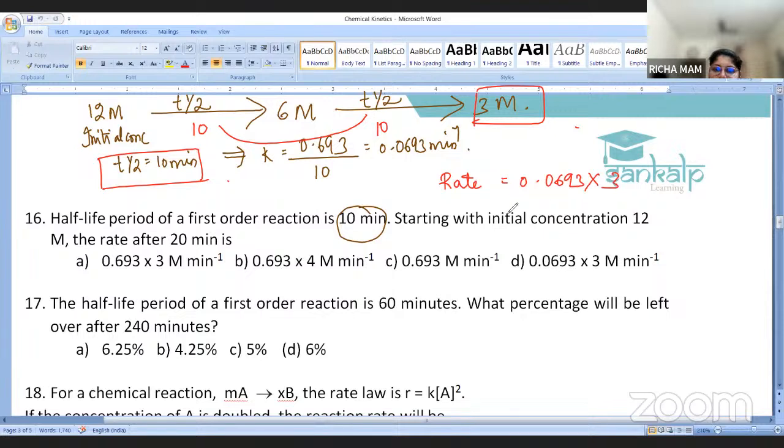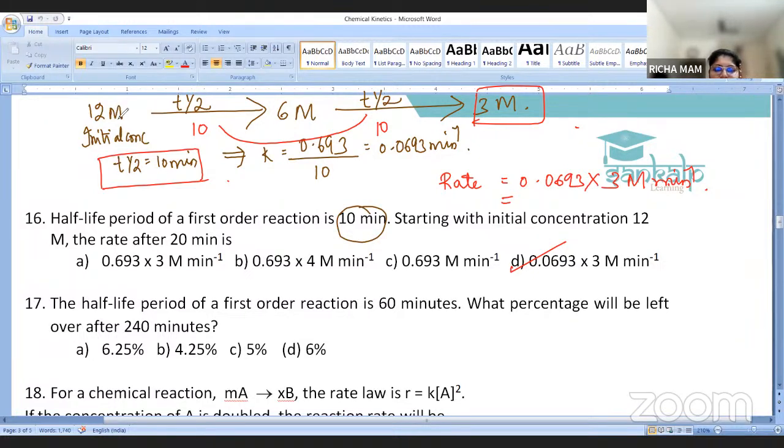0.0693 into 3 molar. So how much is it? 0.0693 into 3 molar per minute. So the answer is option number D.